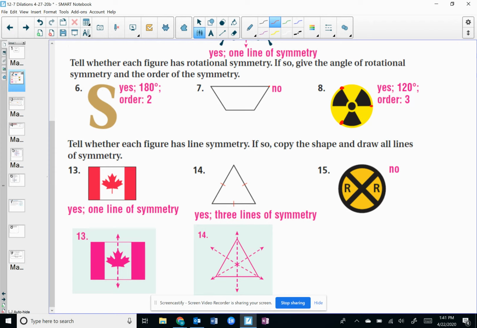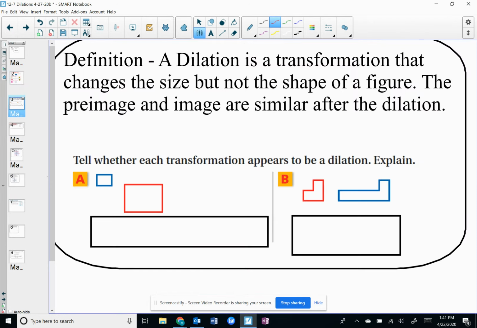13 was yes. 14, yes, and it had 3 lines of symmetry. And 15 was no. All right, so a dilation is a transformation that changes the size but not the shape.